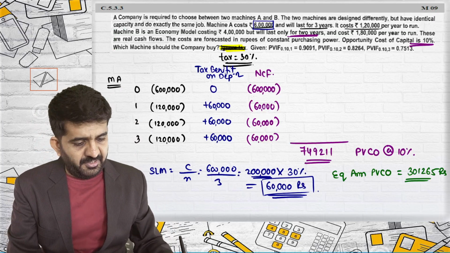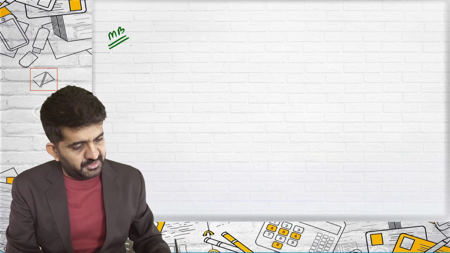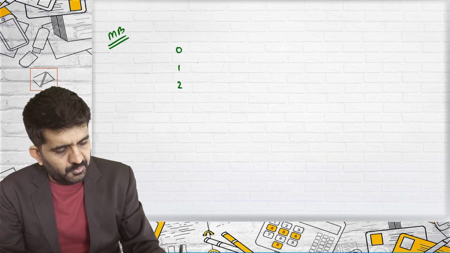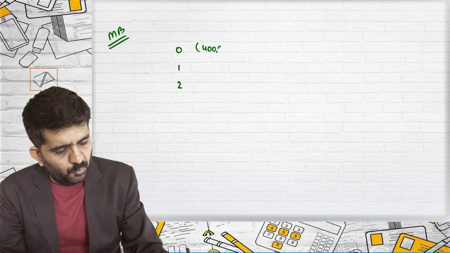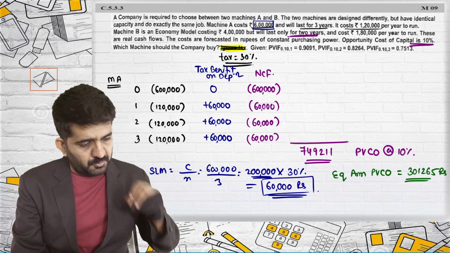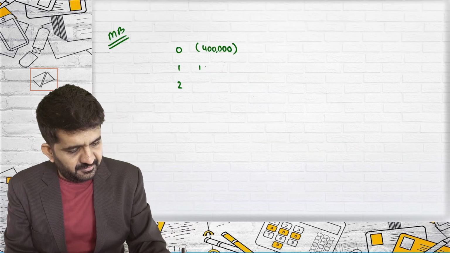Machine B. Similarly, we need to do machine B, but it is for 2 years. 0, 1, 2, negative 4 lakhs. Running cost will be higher. 180, 180.